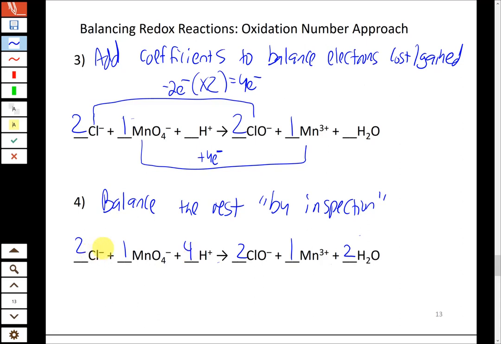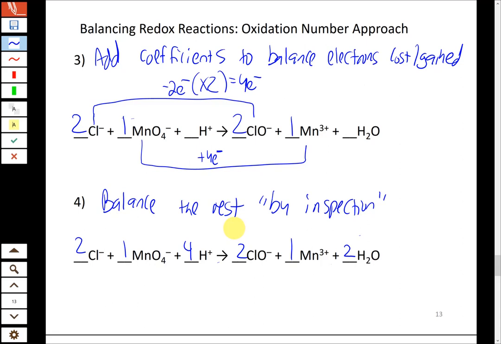So the coefficients for this are 2, 1, 4, 2, 1, 2. Those ones are not terribly difficult or terribly huge, but we use that approach to get them. And as we'll see, in some cases, we're going to have coefficients that are much bigger than that, and then using this oxidation number approach, it won't be too difficult to get those. All right, so questions on that process before we practice it a couple more times before we close out today.